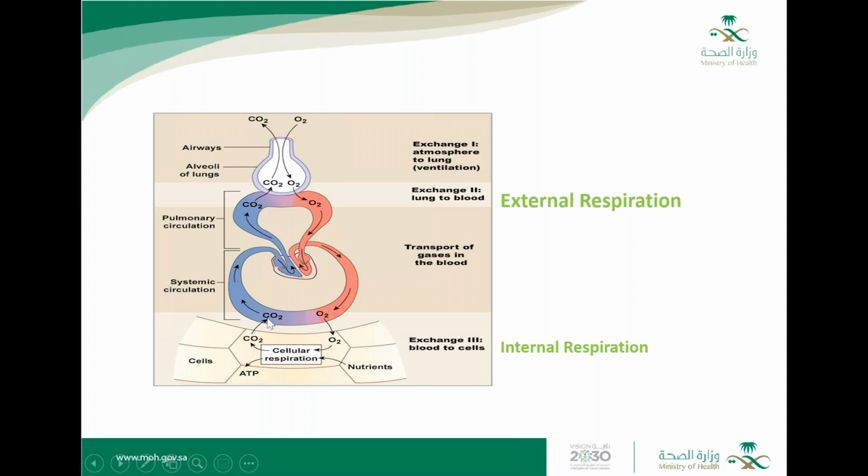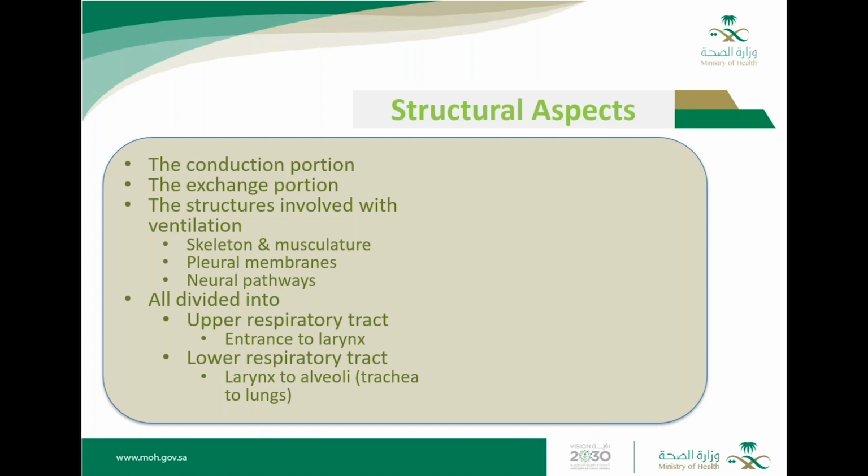Now, we have to understand that the respiratory system has variable structural aspects, and each structural aspect has a functional aspect to it. So a basic understanding of these structural aspects will help us understand the functional aspects. So we know that the respiratory system is made up of a number of divisions. The first one is the conducting portion, and that would represent the upper airway, starting with the nose all the way down to the bronchi. And then we have the exchange portion, which would be represented by the alveoli and the capillaries in the lungs.